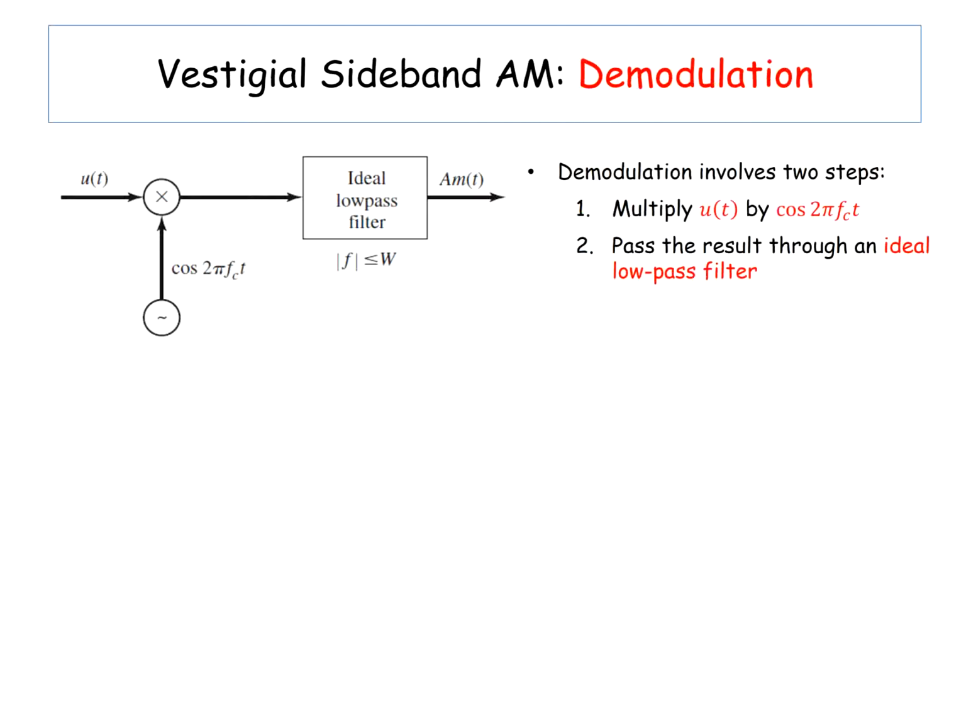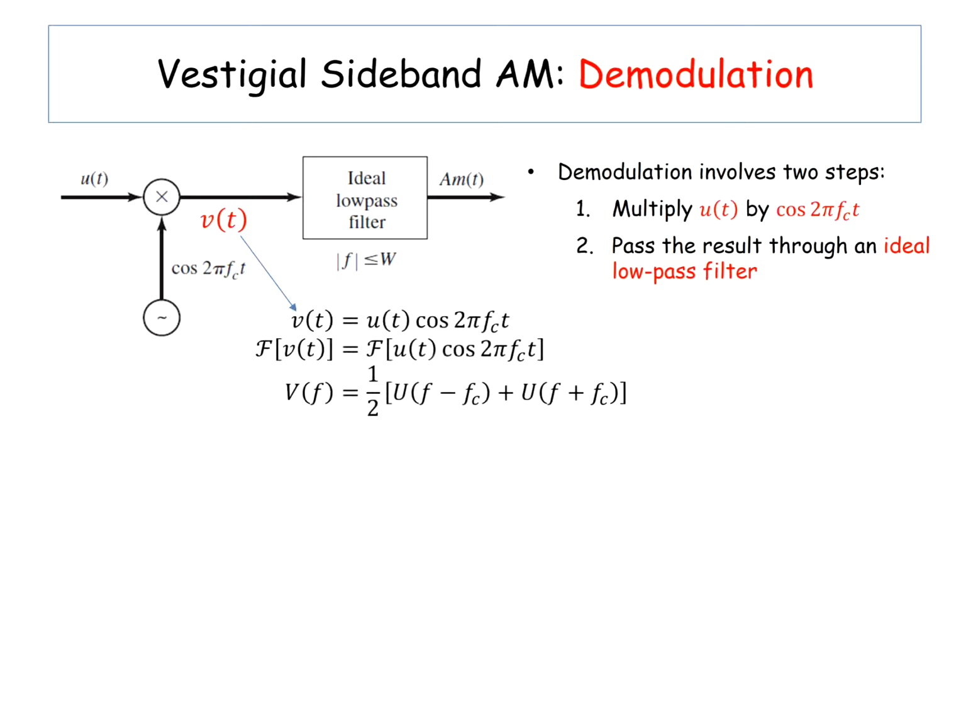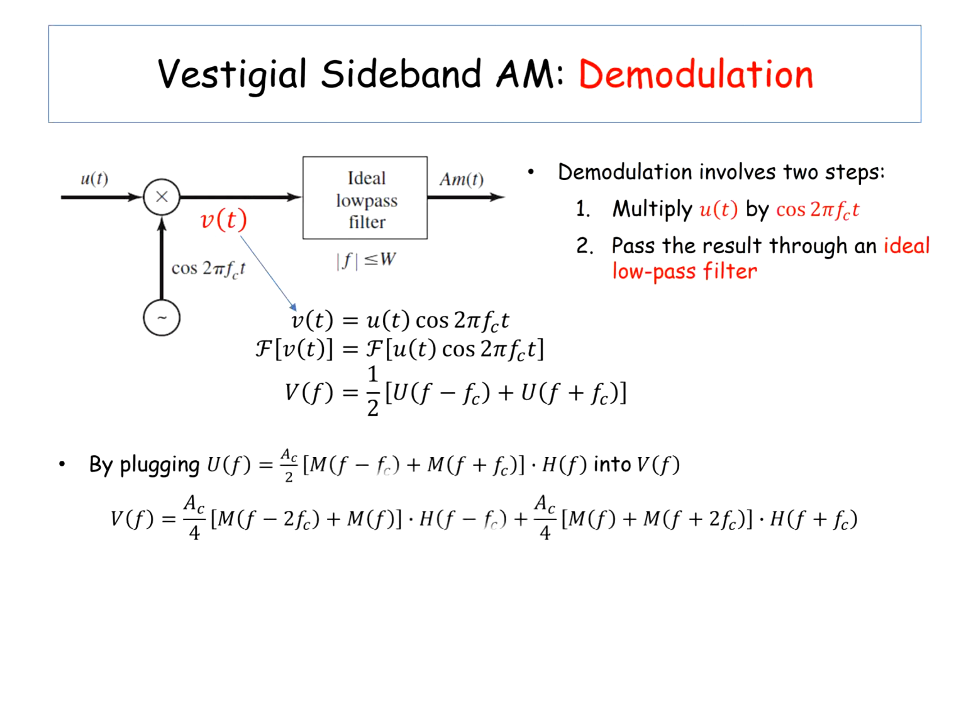The demodulation involves two steps. In the first step, the received modulated signal is multiplied by a carrier signal. Then the resulting signal is passed through an ideal low-pass filter. Let us derive the signals rigorously. After the first step, the v of t is obtained. It can be introduced in the time and frequency domain. By substituting U of f, we obtain, then double frequency components are eliminated by the low-pass filtering.